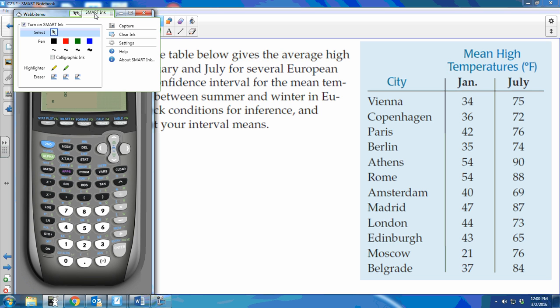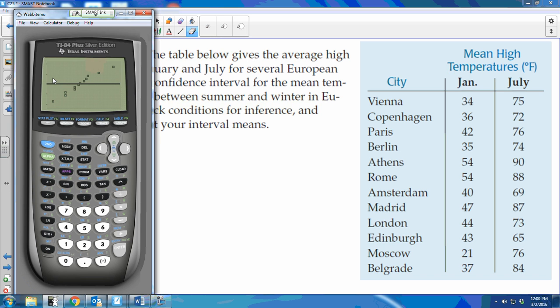I can erase this little red thing right there. Okay, so if I'm looking at my normal probability plot, is this line reasonably straight? I would say a normal probability plot of the differences, so we're talking about the differences, is reasonably straight. The data is approximately unimodal or approximately normal, or roughly unimodal and symmetric. That's what that means.